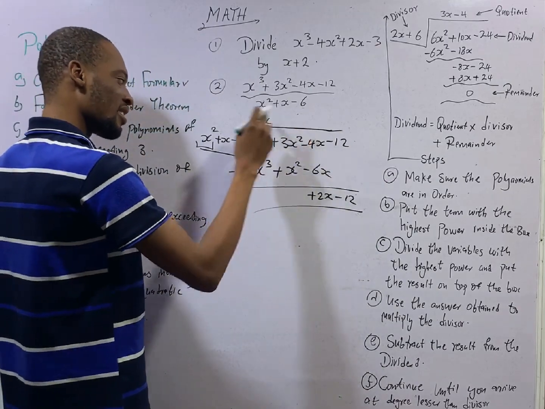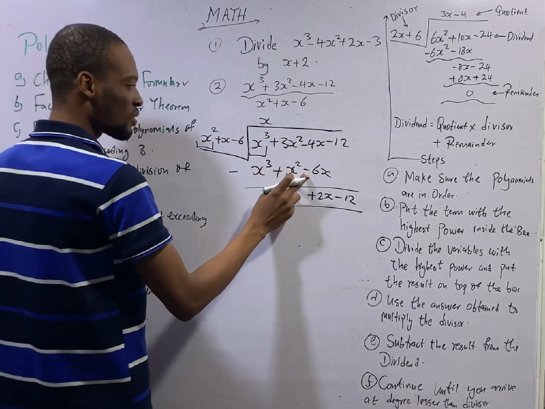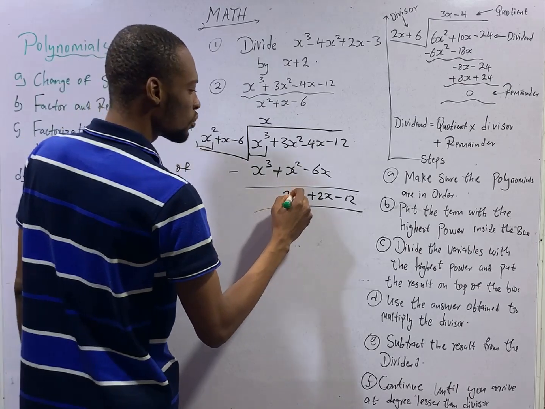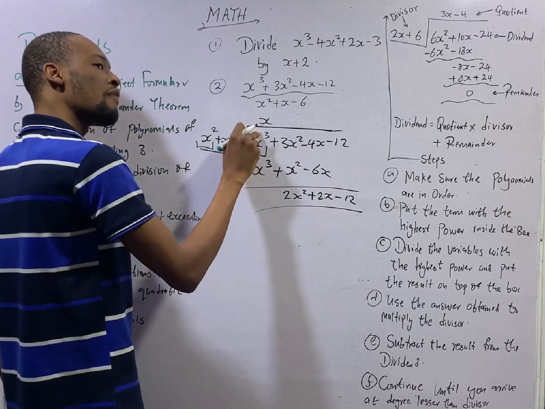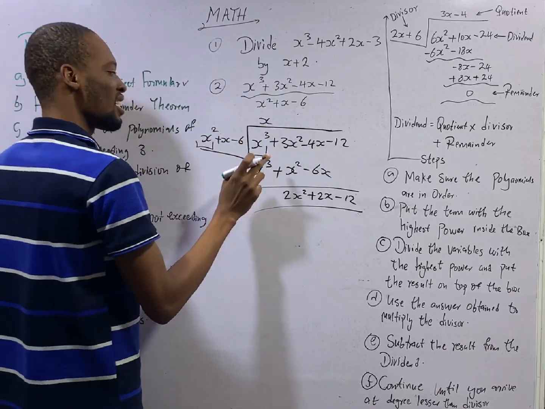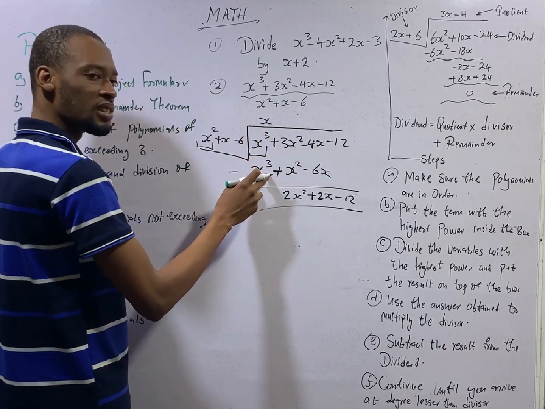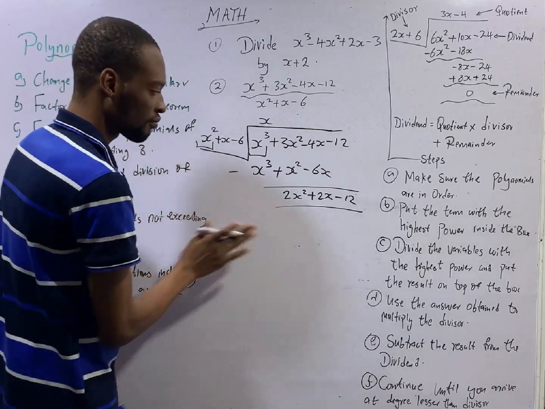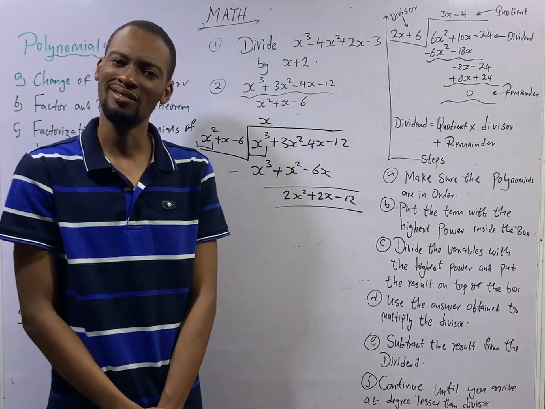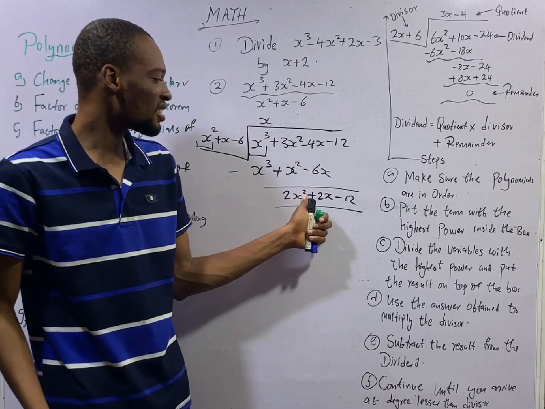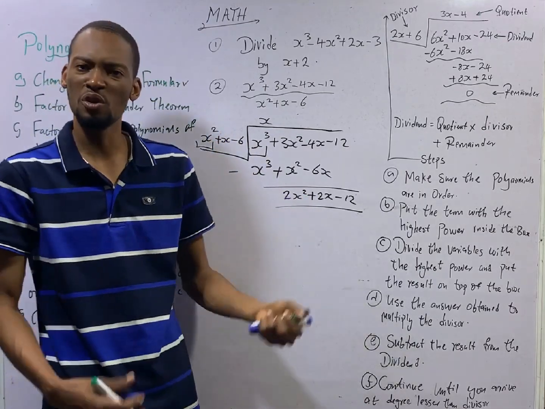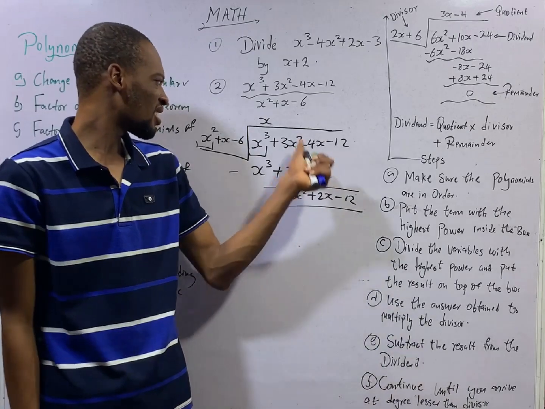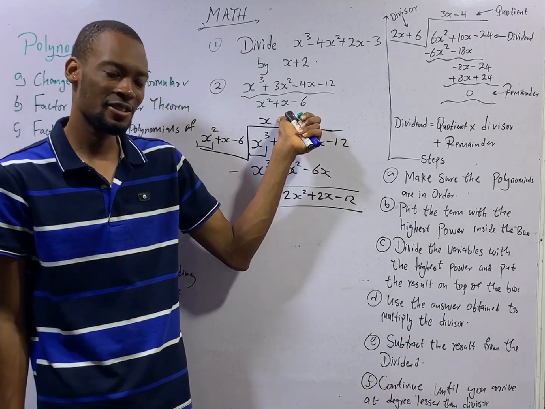3s squared minus s squared, that is 2s squared. S raised to the power of 3 minus s raised to the power of 3 is 0. So we are done with step 1. The power here is 2, which means we have to go another round. Besides, there is no constant here yet.